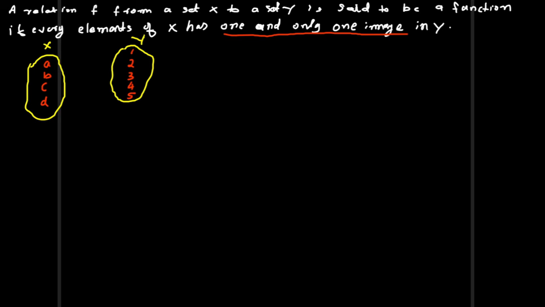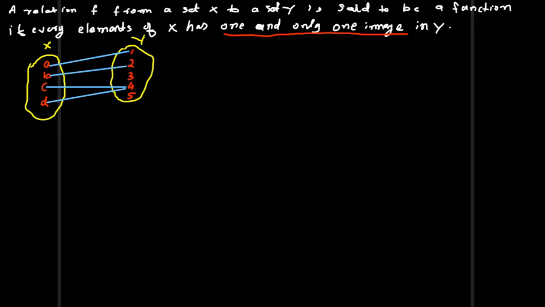Then we can take the image of these elements. So in set x, every element has one and only one image. The image of a is 1, then the image of b is 2, the image of c is 4, the image of d, we have to map to 4. So all the elements of set x have one and only one image in y. Okay, so this is a function.